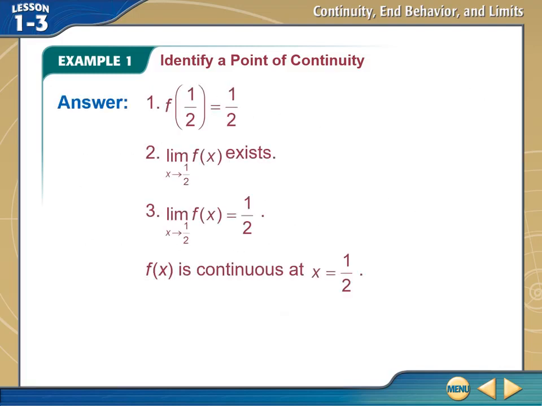So here is the answer. Step number 1, f of half is equal to half. Step number 2, the limit as x approaches half of f of x exists. Step number 3, this limit as x approaches half of f of x is equal to half, so equal to f of half. Therefore, f of x is continuous at x equals half.